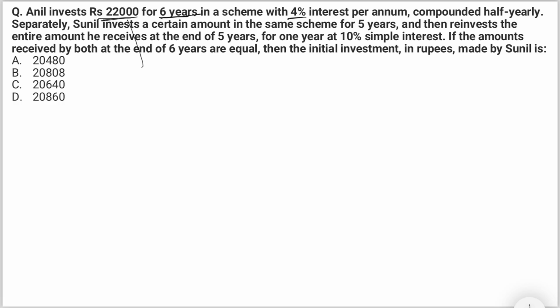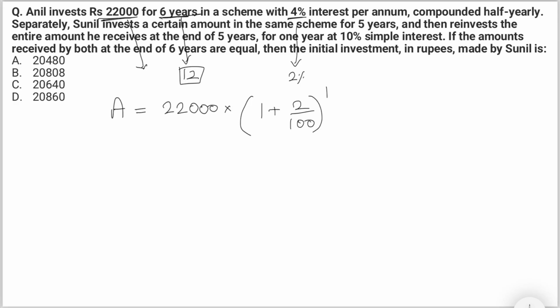So we have studied this in SICI, guys. Whenever we have half yearly compounding, the time period would basically get doubled. So we'll consider this as 12 cycles and the rate of interest will basically become half. So 4% we'll consider as 2% per half year, or per 6 months. So the rate of interest is 2% for 6 months and we have 12 such 6-month cycles. So the amount that Anil would be getting would be A equals principal P, 22,000, into (1 plus R, which is 2 by 100) raised to N. N here is 12. This is the amount Anil is liable to get.